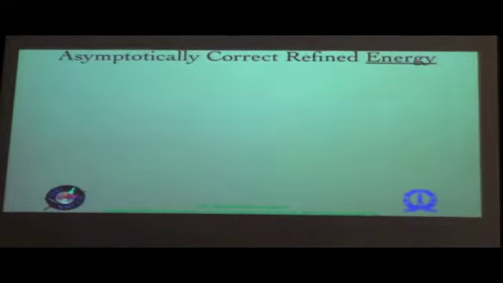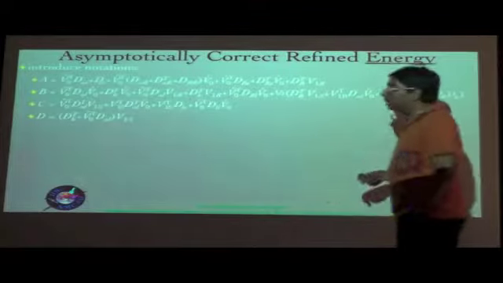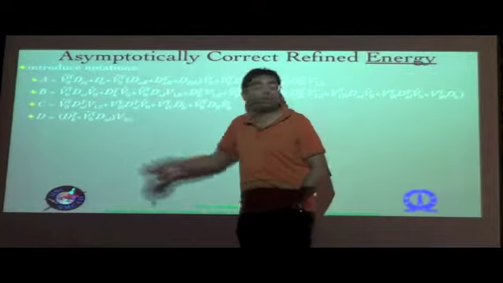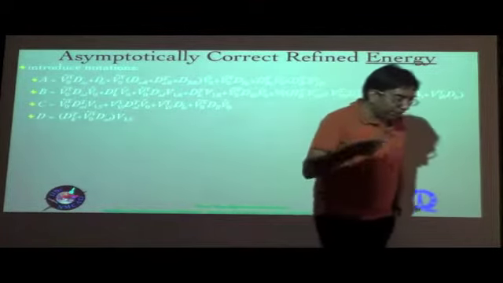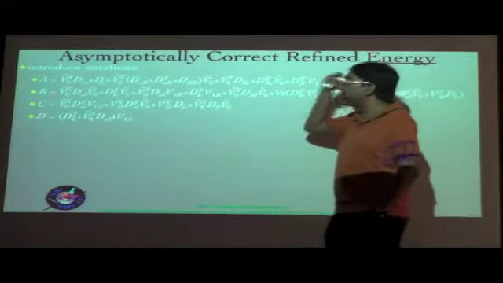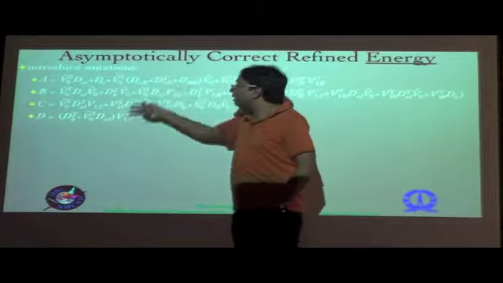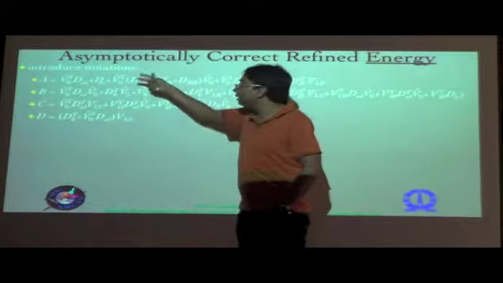So what is this asymptotically correct refined energy that we have here? In order to understand that, again we will introduce four matrices. All of these are there in your textbook, so you don't need to worry about taking this down. Just follow me in what I'm talking over here. It's basically the content, the quality that is important over here.